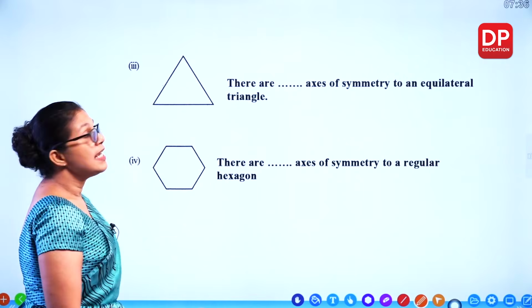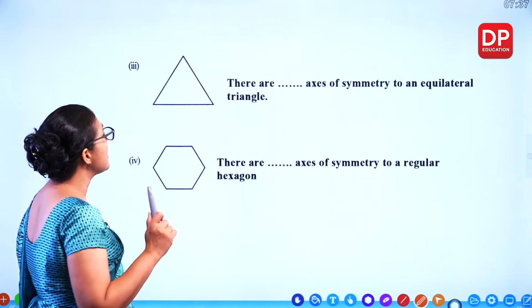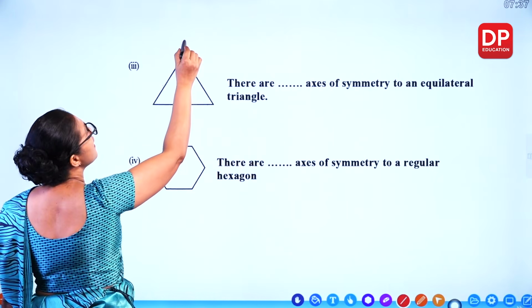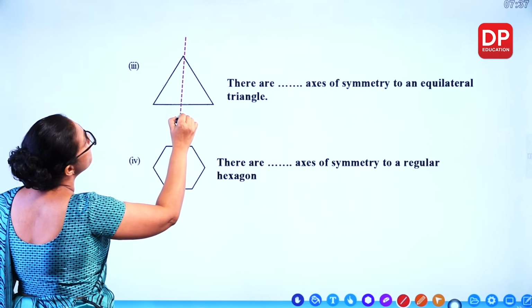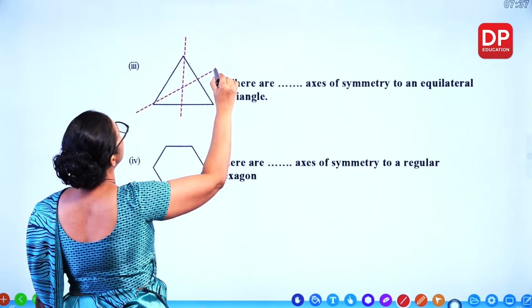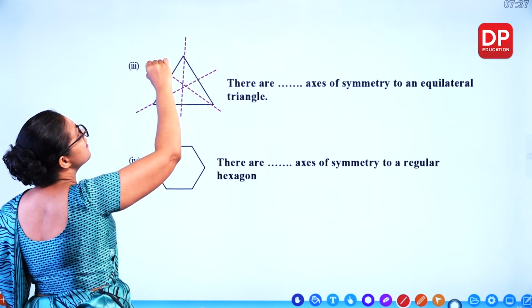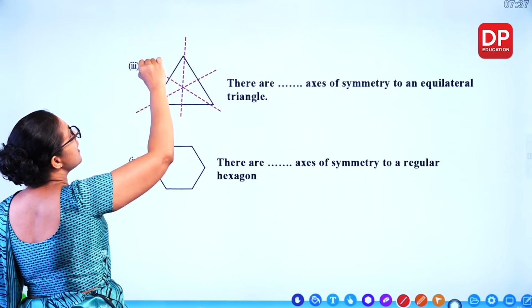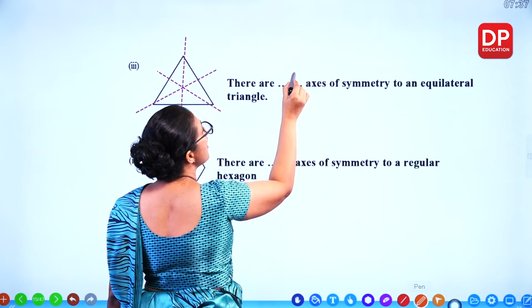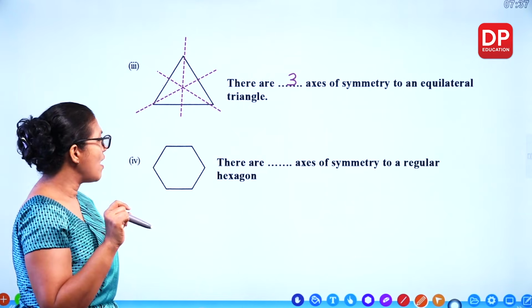This is an equilateral triangle. What does equilateral triangle mean? All 3 sides are equal. So what are the symmetrical lines? I can draw a line here, and another line here, and the third line here. So I get 3 axes of symmetry there. So there are 3 axes of symmetry to an equilateral triangle.